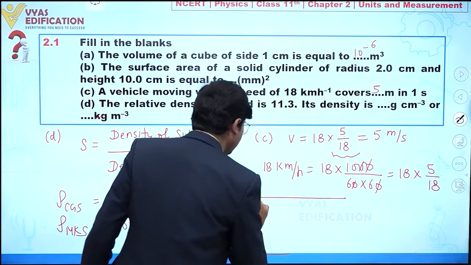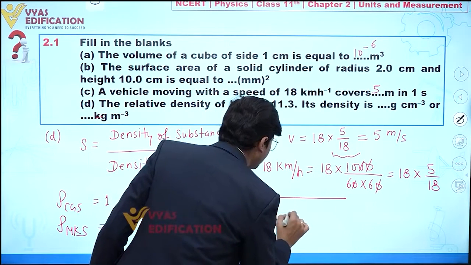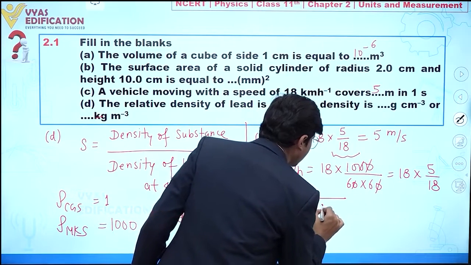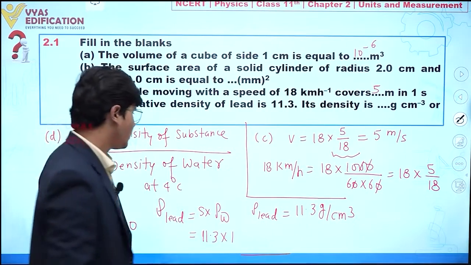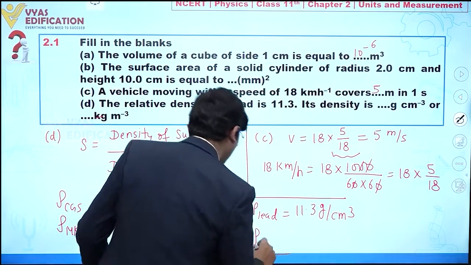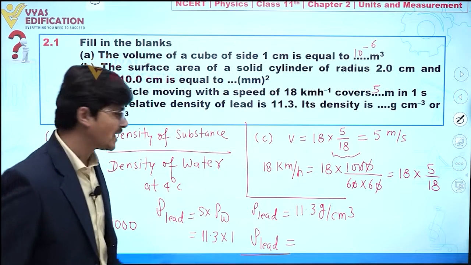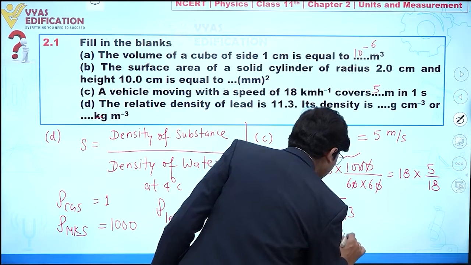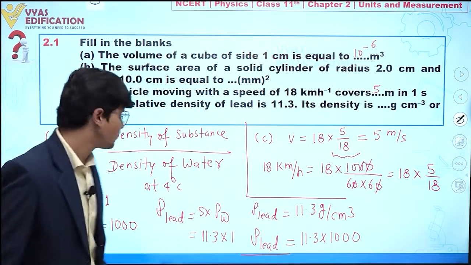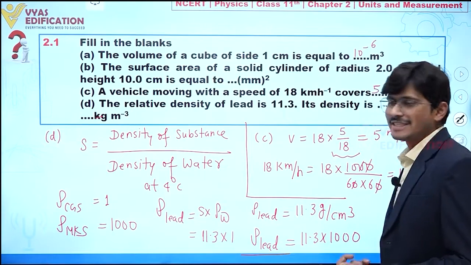Now in CGS we can write like this: the density of lead is given by 11.3 gram per centimeter cube. And if you are talking about the density of lead in MKS, or SI unit, at that time this is given by 11.3 multiplied by 1000. Why am I multiplying with 1000? Because the density of water in kilogram per meter cube is 1000.